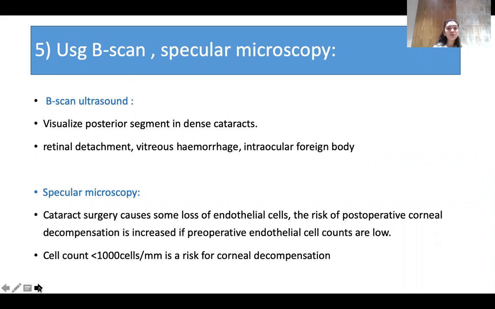A specular microscopy, again, when you suspect clinically a poor endothelium, that's when you want to do a specular microscopy. Especially when the cell count is less than 1,000 cells, the risk for corneal decompensation increases. Next slide, sir.